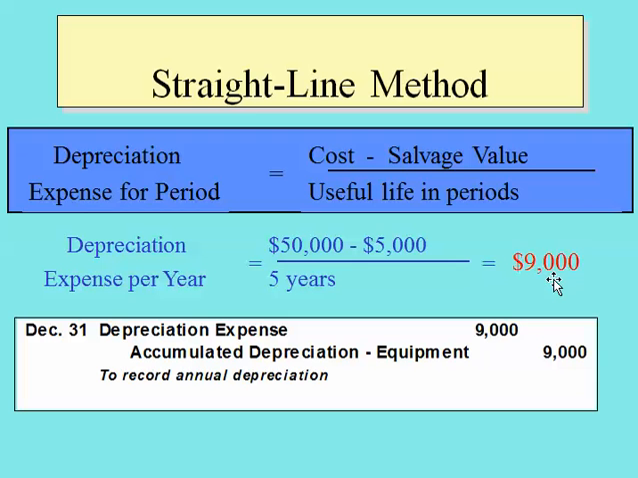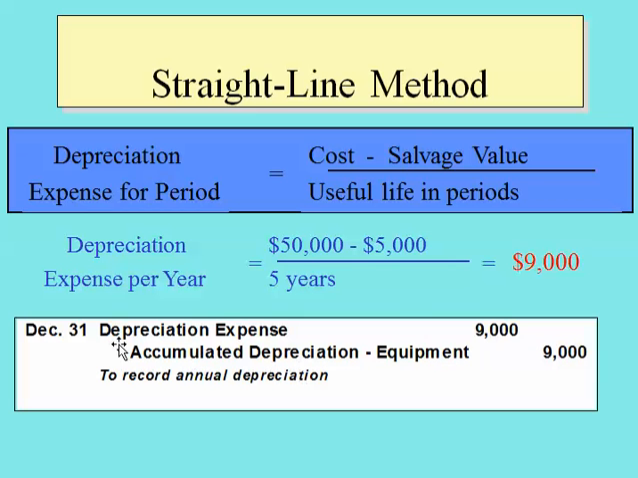Under straight line, that depreciation does not change. Once it's calculated, it remains the same unless something happens, say we need to revise the salvage or the useful life. So we would debit depreciation expense for $9,000, credit accumulated depreciation equipment $9,000.